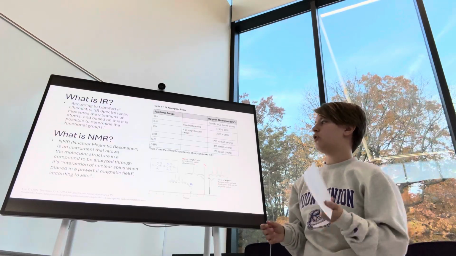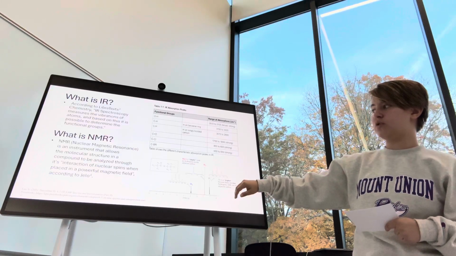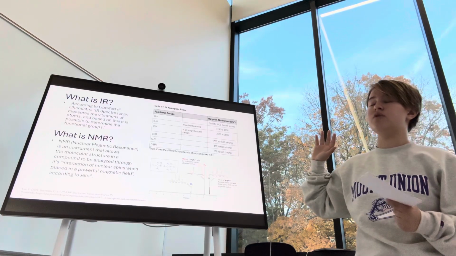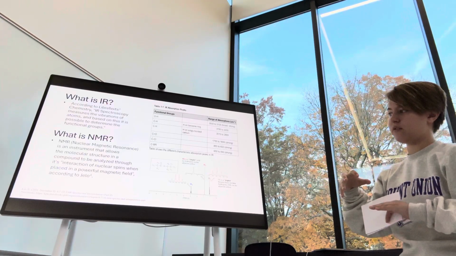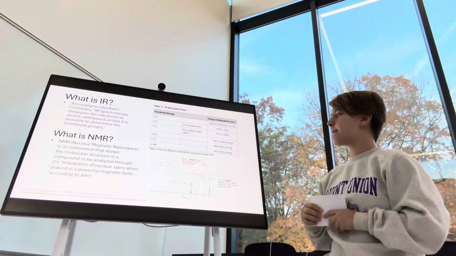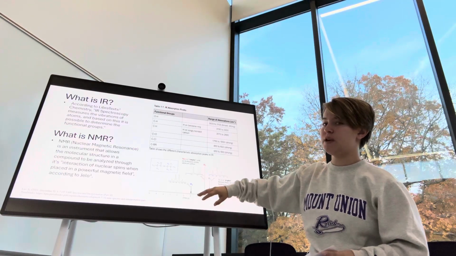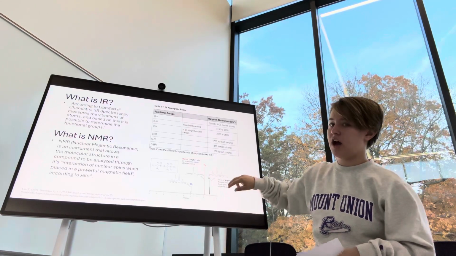So what is NMR? NMR, or nuclear magnetic resonance, is an instrument that allows a molecule's structure to be analyzed through its interaction of nuclear spins when it's placed into a powerful magnetic field. And right here is a little graph that shows you how the hydrogen peaks work and how to find the ratio from each hydrogen peak.